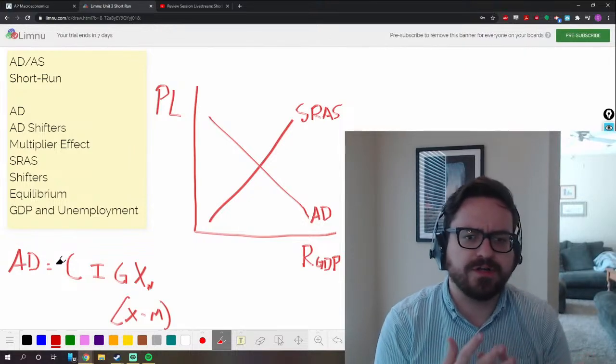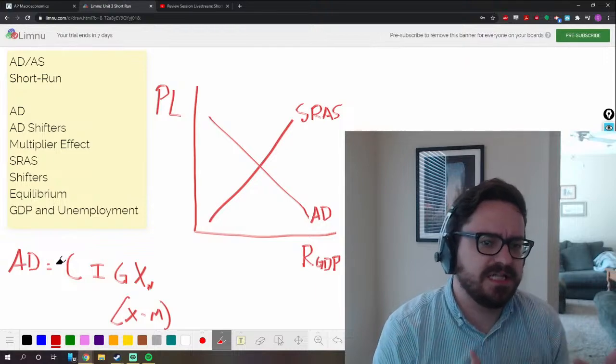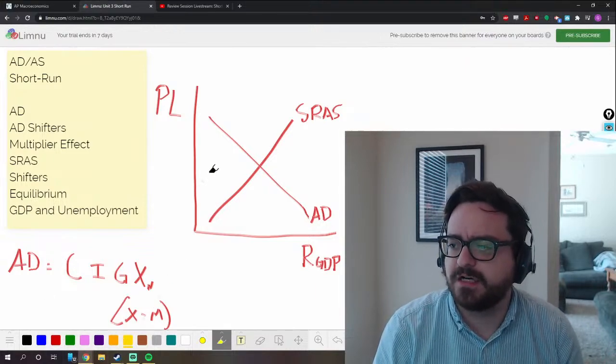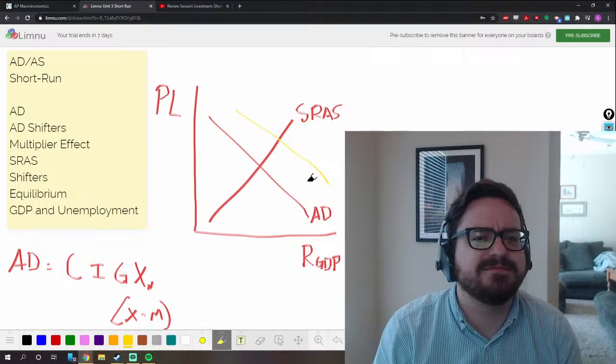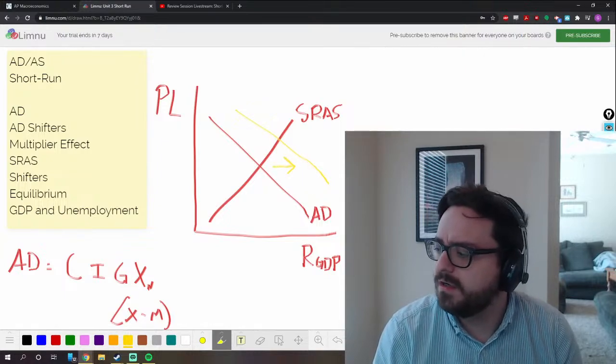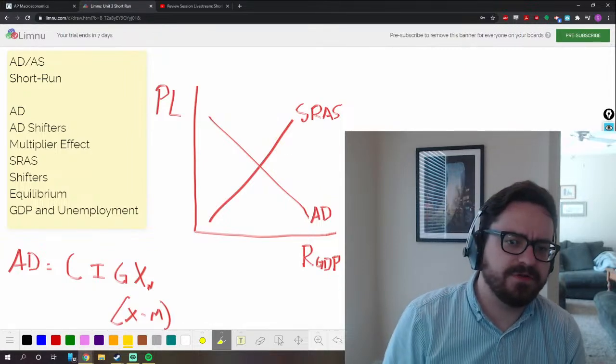And remember, increase is rightward shift, decrease is leftward shift. So an increase in aggregate demand would look like that. That's very yellow, very hard to see. I'll not use that color anymore. But that would have been an increase in aggregate demand.